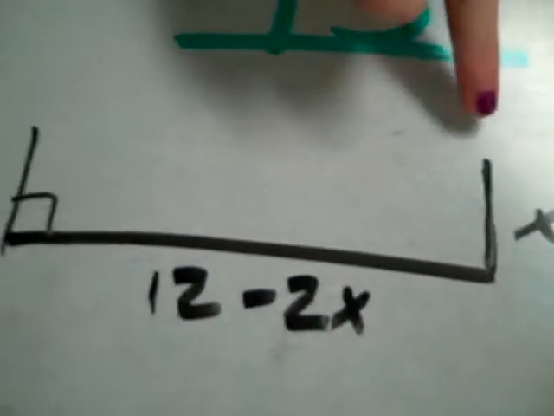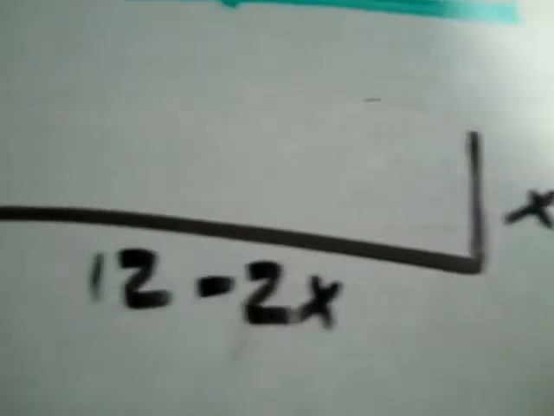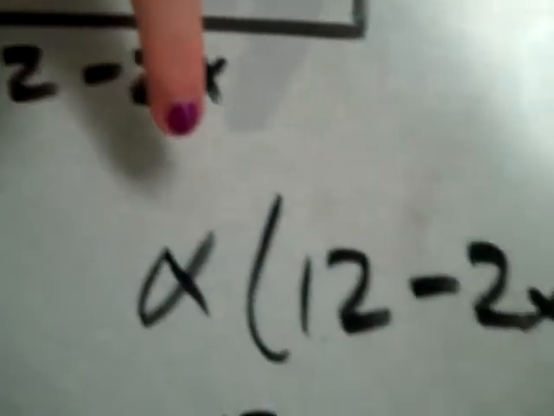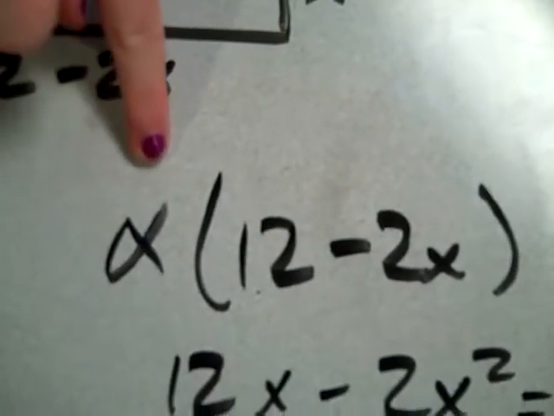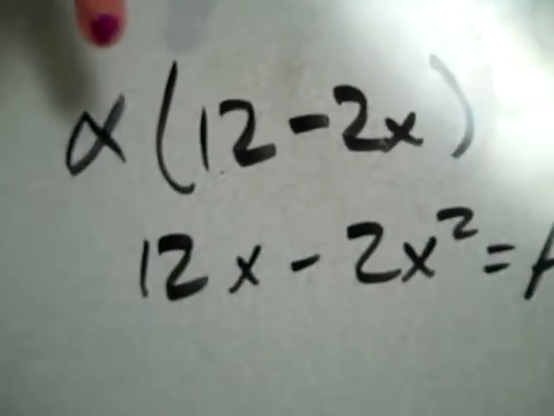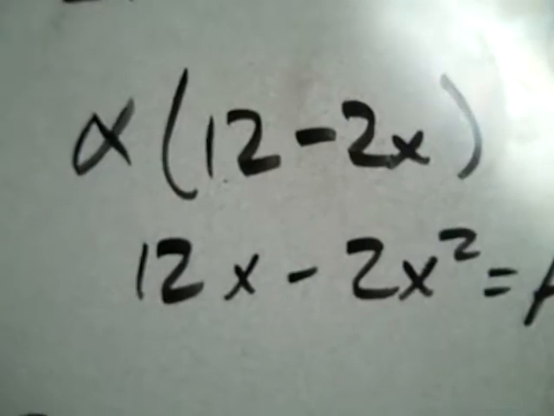So we got x is how much it's folded up by, and 12 minus 2x, and then we figured out the area by having length times width, so that's x times 12 minus 2x, and then we found it to be 12x minus 2x squared equals the area.